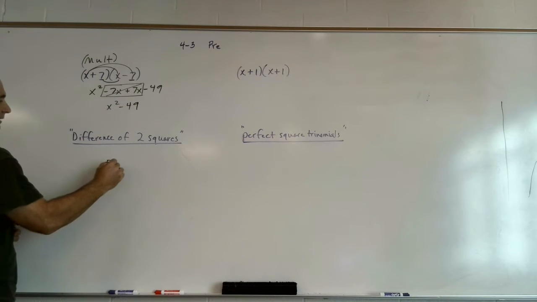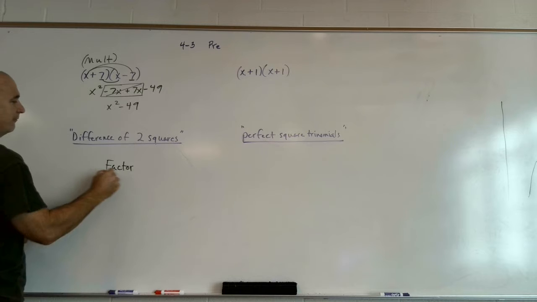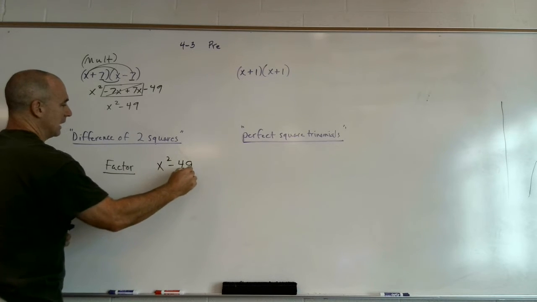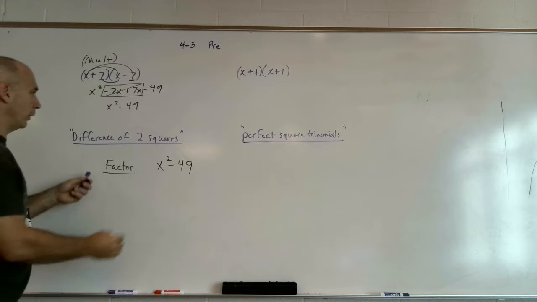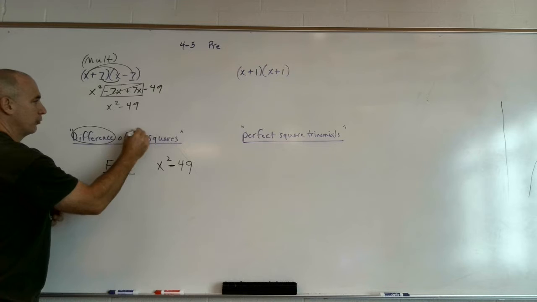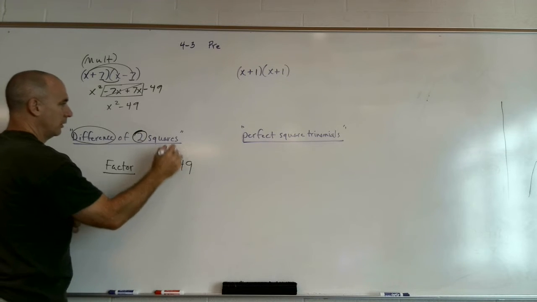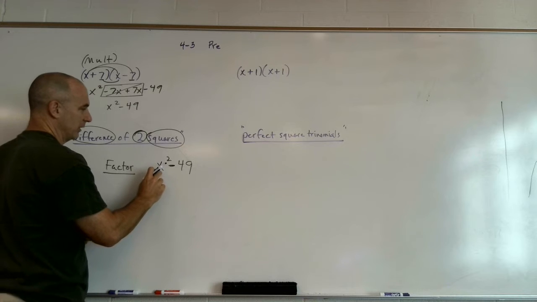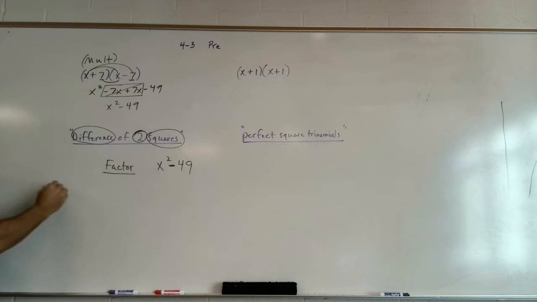So let's say the instructions said factor. And the problem was x squared minus 49. Well, look at the name. It's a difference, which means subtraction, of two squares. What does that mean? Well, perfect squares. In other words, if I was to take the square root of x squared, I'd get x. If I got the square root of 49, I'd get 7.